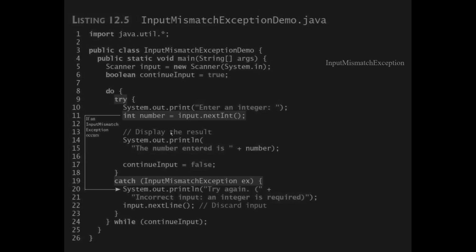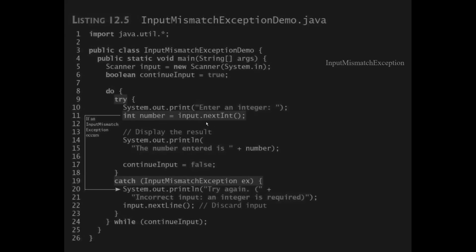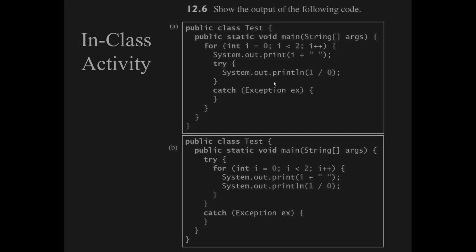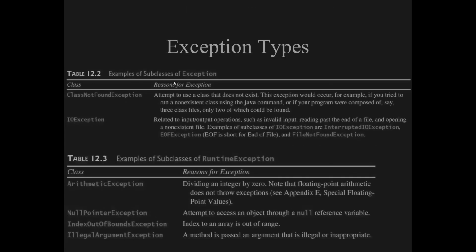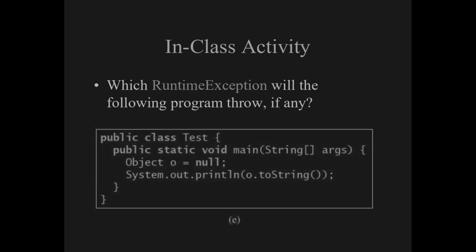This is the general format. This is the same idea, except it's input mismatch. For example, this is expecting an integer, but you input a double, as you can see here. Exception types, here's a few of them. I don't think this matters too much for the final, if at all. But yeah, ClassNotFound, IOException, ArithmeticException, NullPointer, IndexOutOfBounds, IllegalArgument, whatever. Just read that if you want, but it doesn't really matter. I think that's the end of the lecture.